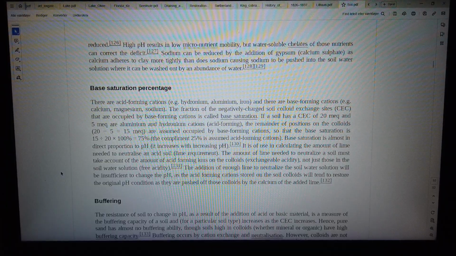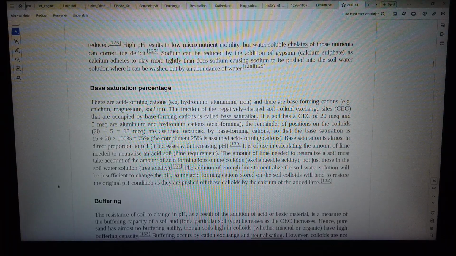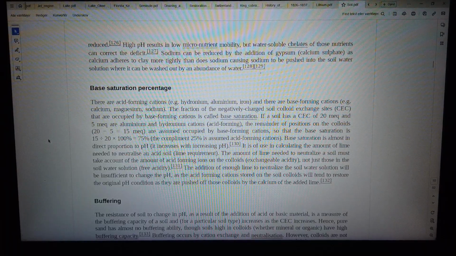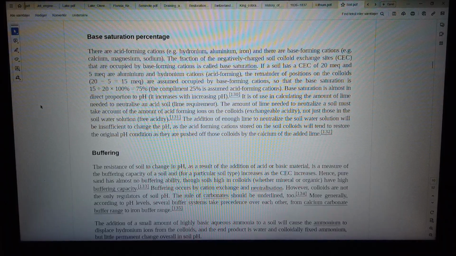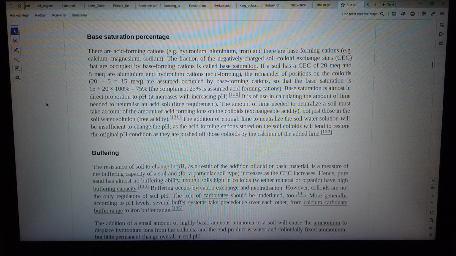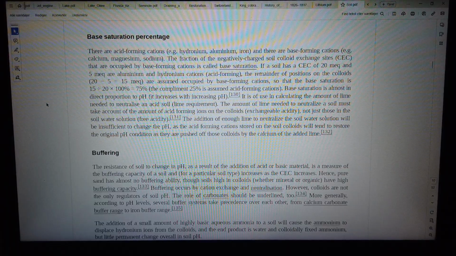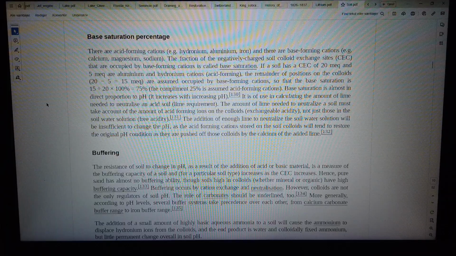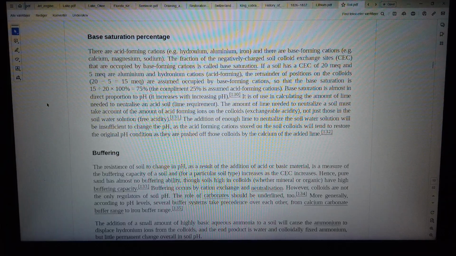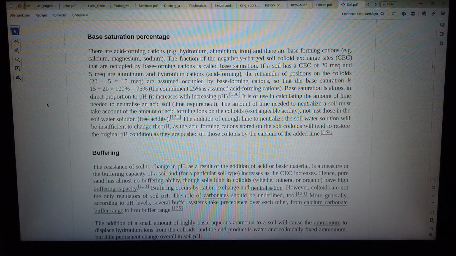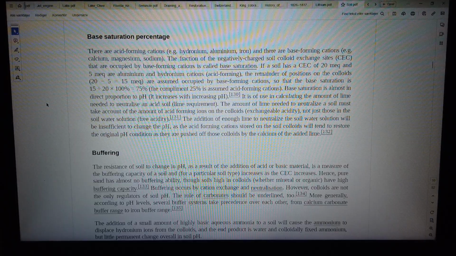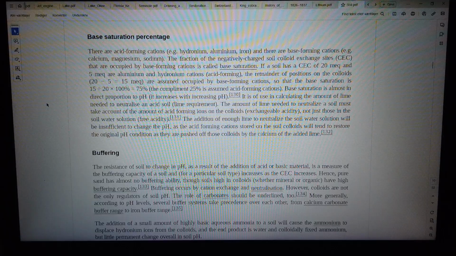128. 129. Base saturation percentage. There are acid-forming cations, for example hydronium, aluminium, iron, and there are base-forming cations, e.g. calcium, magnesium, sodium. The fraction of the negatively charged soil colloid exchange sites, CEC, that are occupied by base-forming cations is called base saturation.